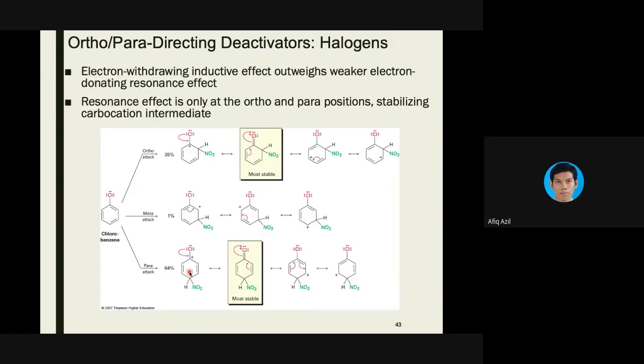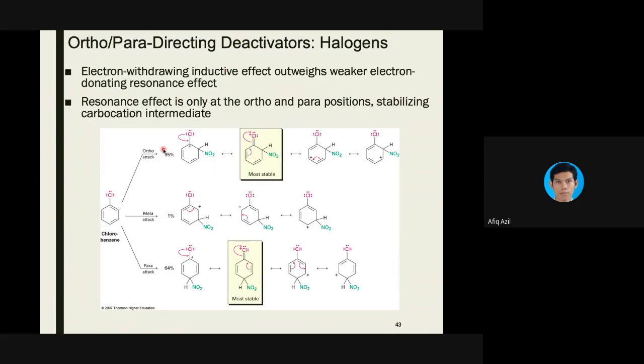Then this one is deactivators, for halogen. So halogen also directs the new substituents to either ortho or para as well, but then again it deactivates the ring. Okay, it makes it less reactive. So from here you see this is chlorine. Chlorine is more electronegative compared to carbon. That's why it is deactivating. It pulls the electrons from the ring towards itself. So that is why it is deactivating.